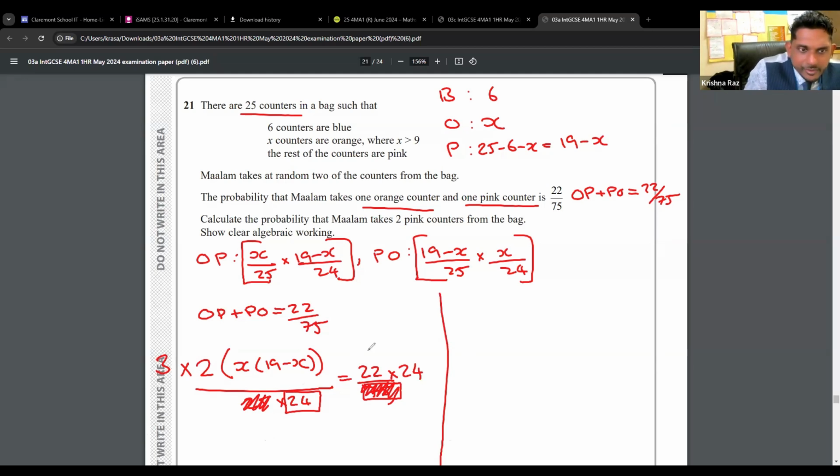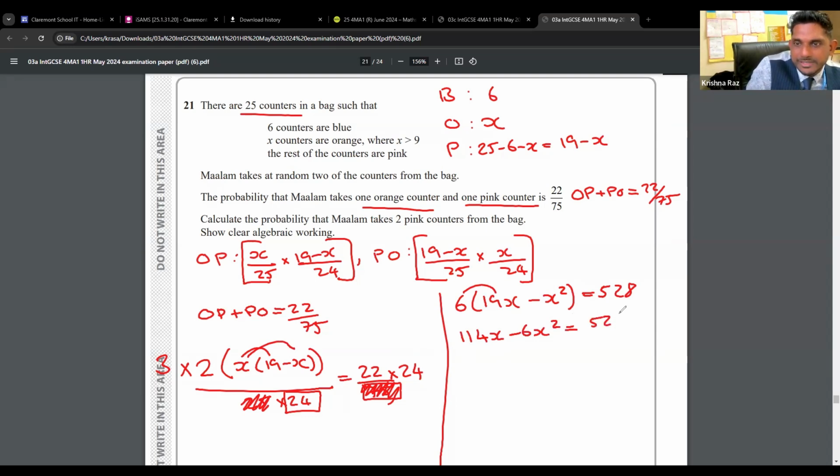So what do we have? We have 6 times 19x minus x squared equals 22 times 24, which is 528. So 6 times 19 is 114, minus 6x squared equals 528. So we need to solve this quadratic equation.